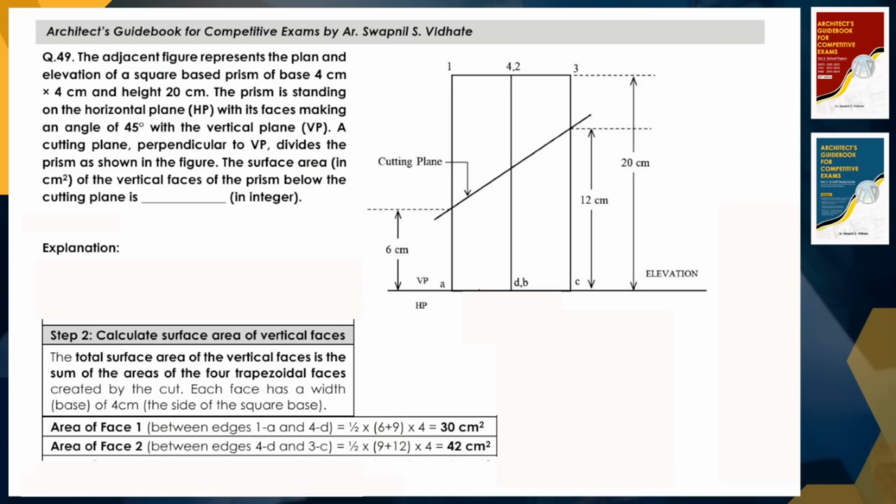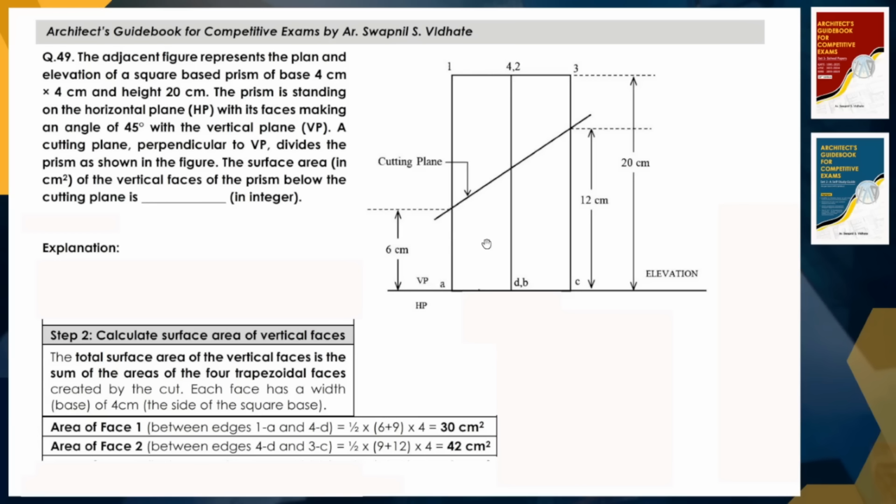So now we will calculate the surface area of these vertical faces. The total surface area of the vertical faces will be the sum of the areas of four trapezoidal faces. So the first one is this one, the second one is this one, the last one will be on this side, and the other one will be on the rear side, right? So each face has a base width which is common as 4 centimeter, the side of the square base. So the area of face 1, that is this one, the face which is having edges 1A and 4D, this face, right?